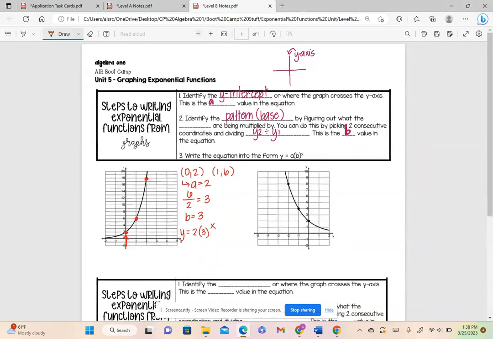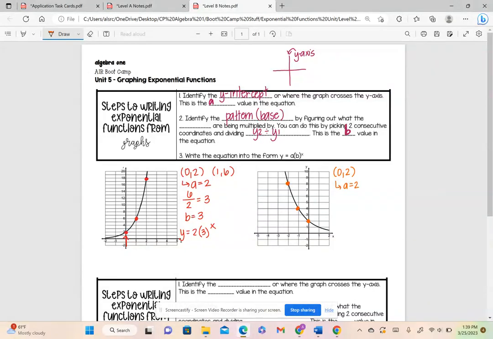Let me make this a bit smaller. I have 1 point, I have 2 points, and I have 3 points. Don't really know if that's perfect, so we're not going to pick that one. You want that y-intercept first. So again, (0, 2). Not always going to be (0, 2). Bad examples, but that's okay. So that means my a value equals 2.